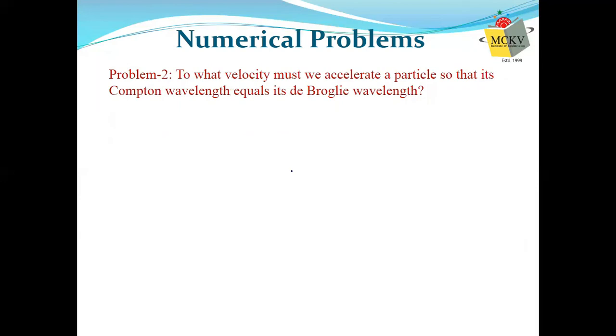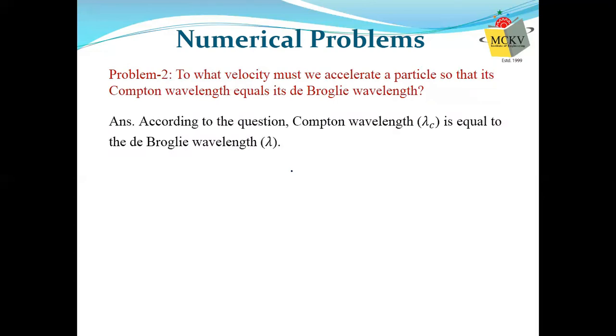In problem 2, it says, to what velocity must we accelerate a particle so that its Compton wavelength is equal to the de Broglie wavelength? So according to the question, Compton wavelength, say lambda c, is equal to de Broglie wavelength, say lambda. So lambda equals lambda c.